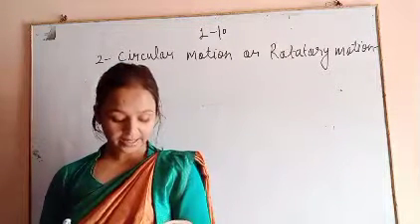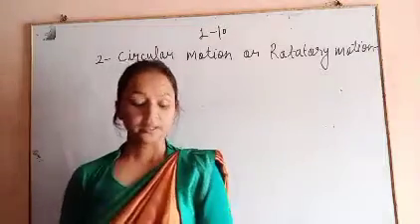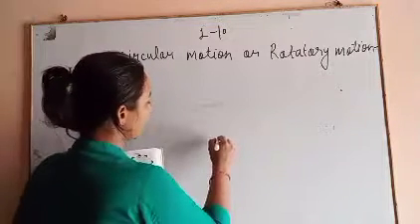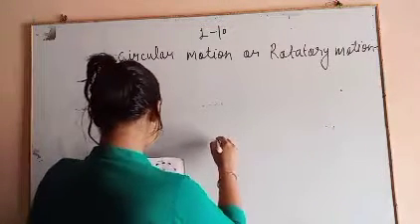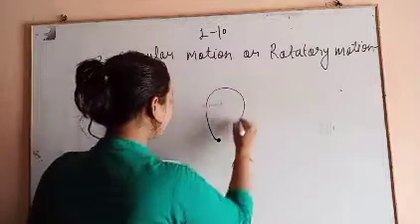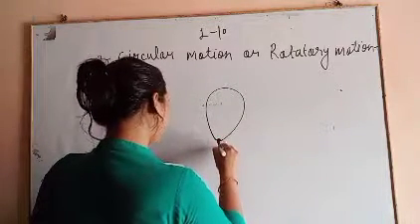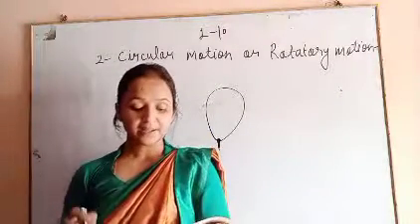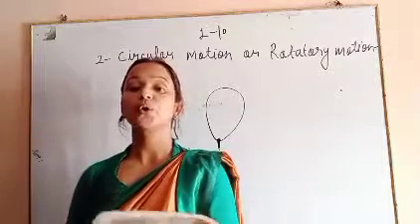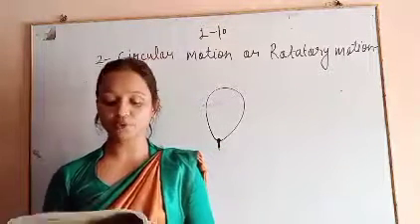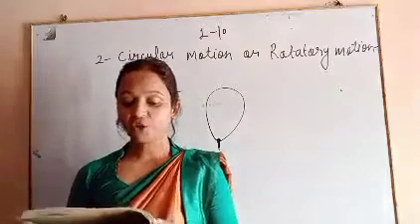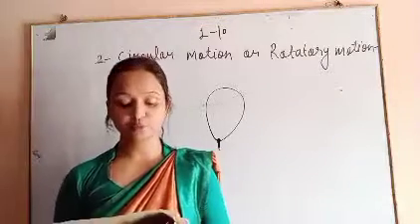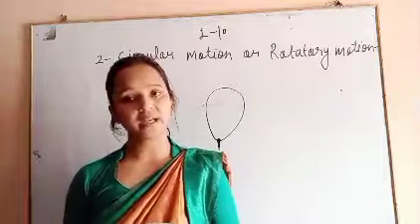A motion in which a body moves about its fixed axis. Here this is the fixed axis and it will move, just like you can see in a spinning top. In its axis, without changing its position, it will move, and this is called rotatory motion or circular motion. A motion in which a body moves about a fixed axis without changing its position is called rotatory motion.